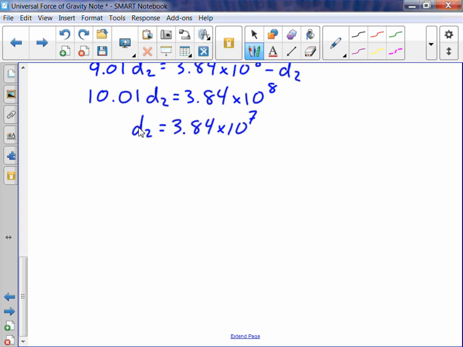As I drew it on the board, D1's far bigger than D2, right? So D2 would be 3.84 times 10 to the power of 7 meters. Is that the answer? That's the answer. So from the Earth? The moon? No, because then you'd be really close to the Earth.